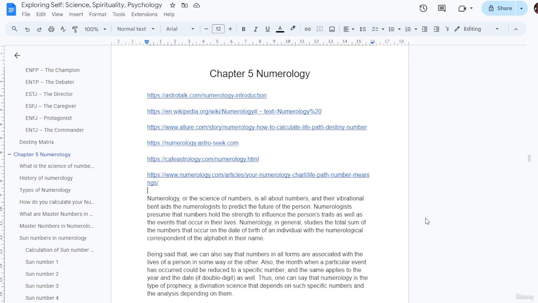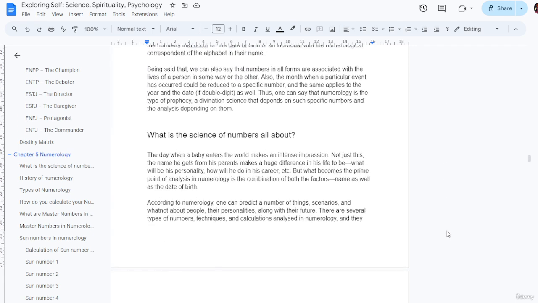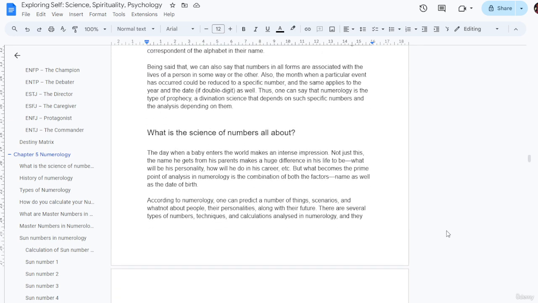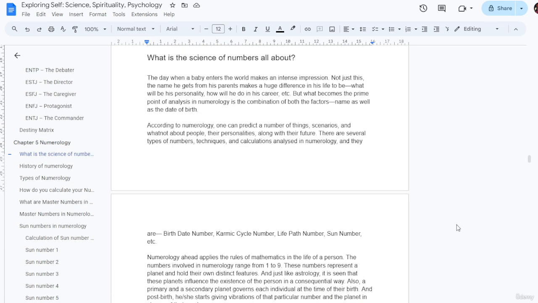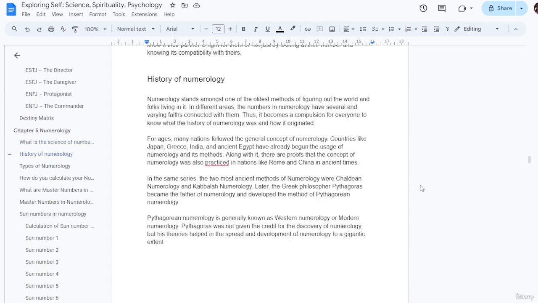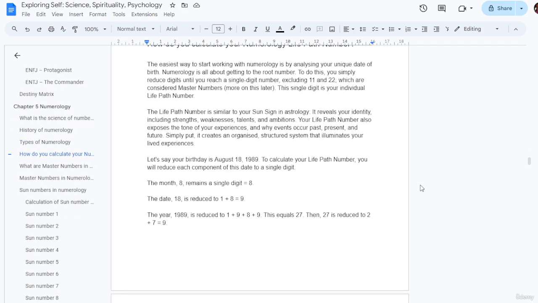Numerology in general studies the total sum of the numbers that occur on the date of birth of an individual, with the numerological correspondent of the alphabet in the name. So there's a multitude of ways to calculate different things in numerology. There's the numbers of your name, the numbers of your full name, the numbers of your date of birth. There's also the life path numbers. Frankly, there's a lot of different ways to calculate your numbers and a lot of different ways to see what's what. So there's the history of numerology and the types of numerology, and there's also the calculation.